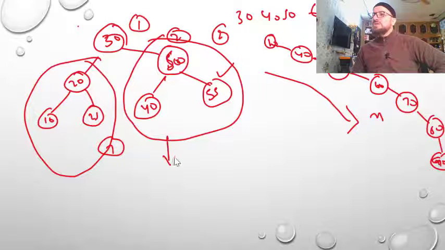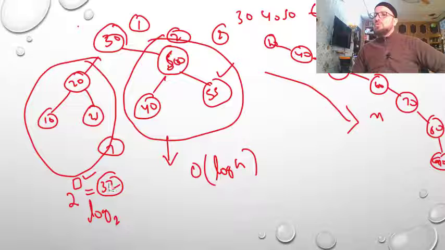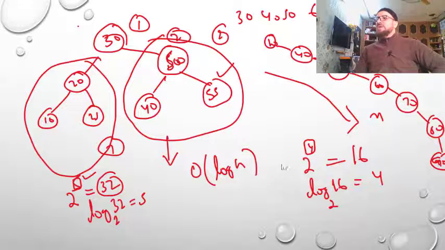In a binary search tree, the complexity was big O of log n. What is log n? If we say 2 raised to the power something is equal to, say, 32, and I want to find what this power is, we do log of 32 to the base 2, and that is equal to 5. That means 2 raised to the power 5 is 32. Say 2 raised to the power something equals 16, then log of 16 to the base 2 is 4, which means 2 raised to the power 4 is 16. So we can write it this way or that way.